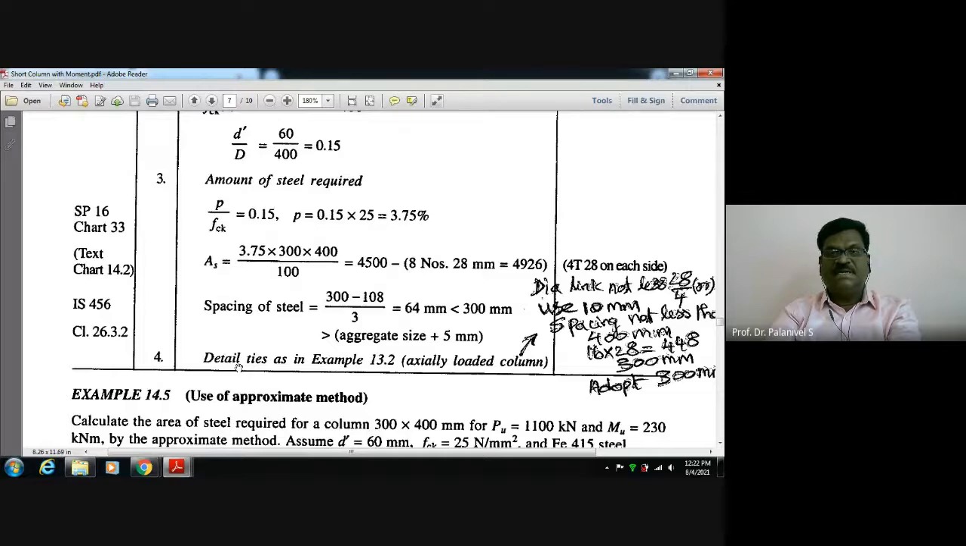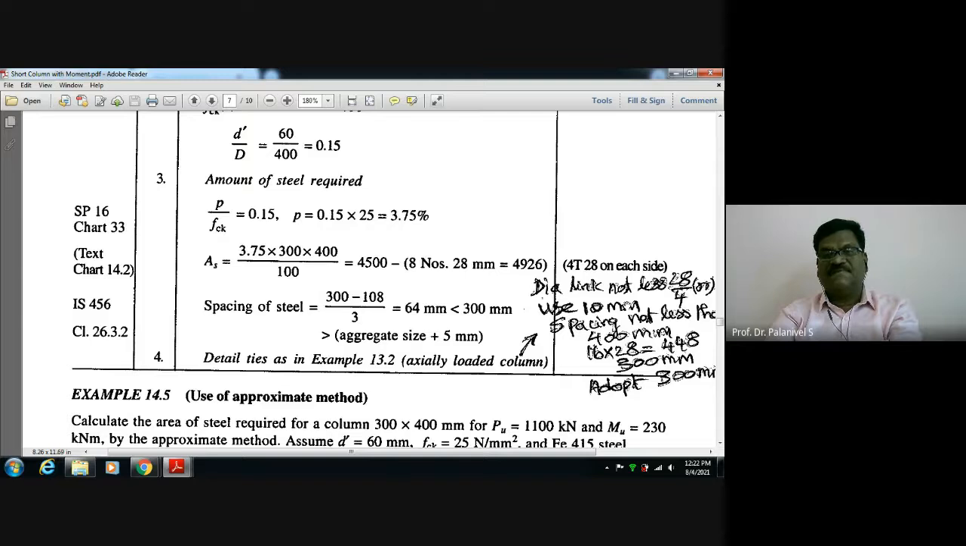Right. Next, ties. Design of ties. How to design ties? Now you have to provide ties in your column. The diameter of the link should not be less than 1/4 of the diameter of the bar used. 28 by 4, how much? Around 7 mm, or 6 mm, as given in the code. So the diameter of the tie should be more than 6 mm or 1/4 of the diameter of the steel, which comes to 7 mm. It should be more than 7 mm. So use 10 mm dia ties.